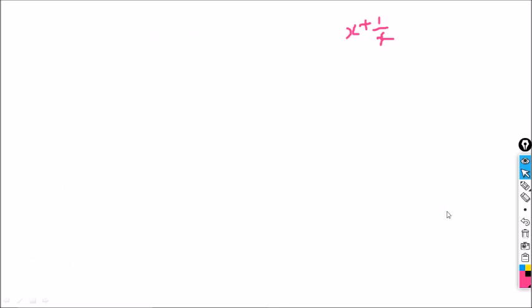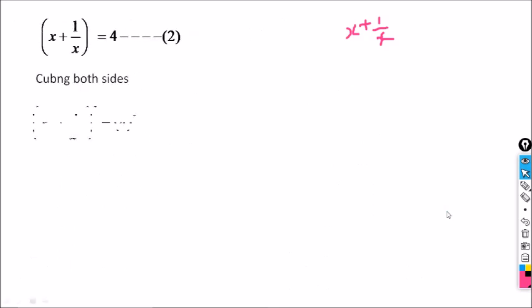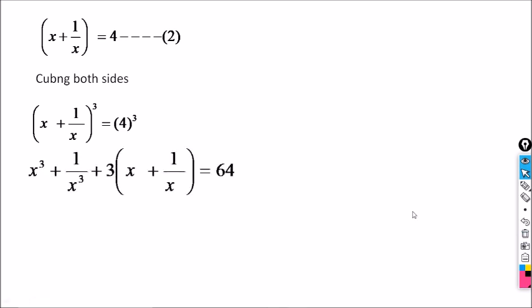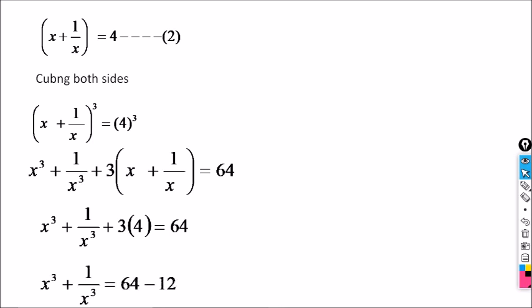Now on the third step, we'll find x³ + 1/x³ by cubing both sides of equation number 2. By performing cubing of both sides of equation number 2, we get x³ + 1/x³ + 3 times (x + 1/x) is 64. And we get x³ + 1/x³ + 12 = 64, and finally we get the value of x³ + 1/x³ as 52.